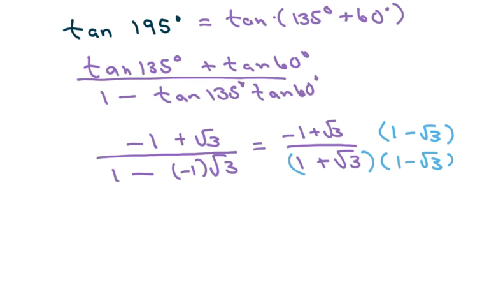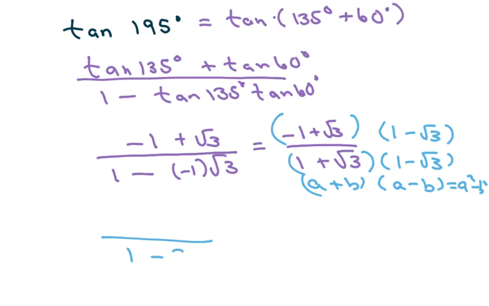The numerator is going to be not so hard on this one. So this is a plus b times a minus b, and we know that's a squared minus b squared. The more you do this, the easier it gets. So when you do that, my a is 1, so you get 1 minus 3, because the square root of 3 squared is 3.